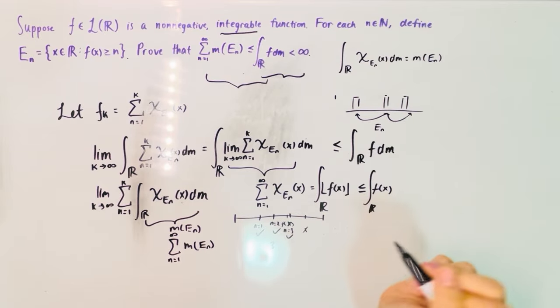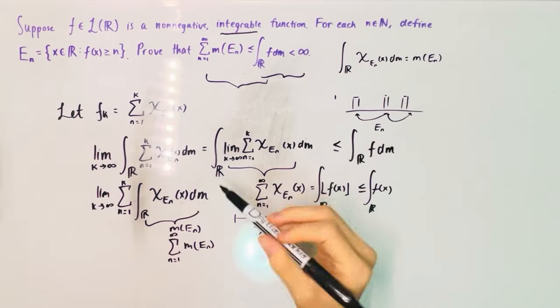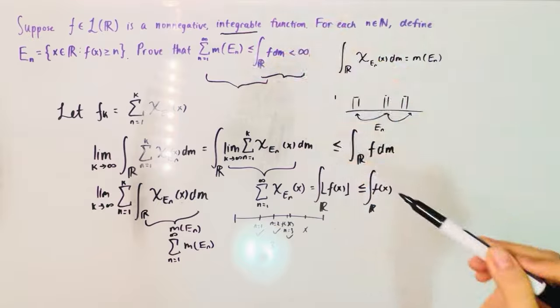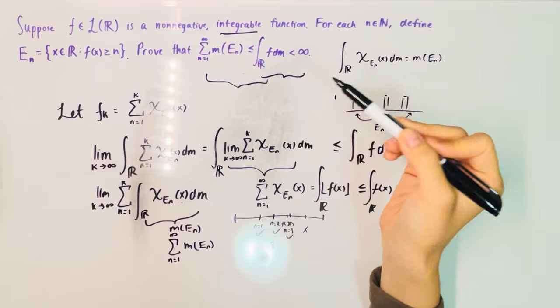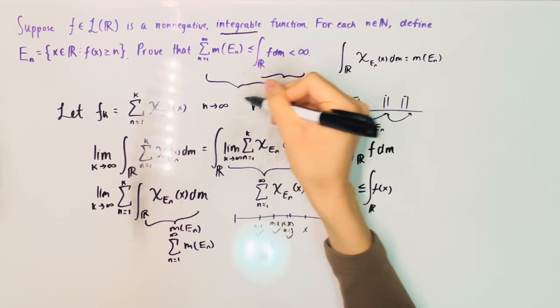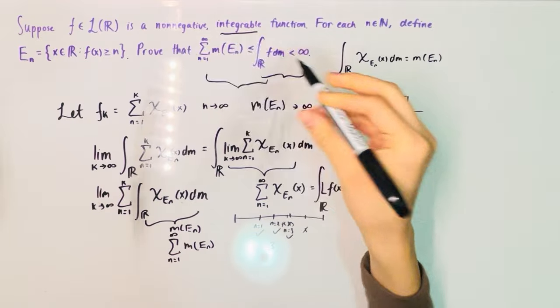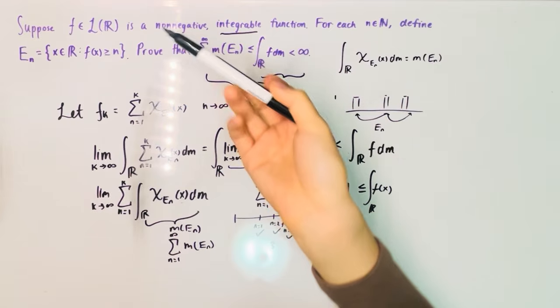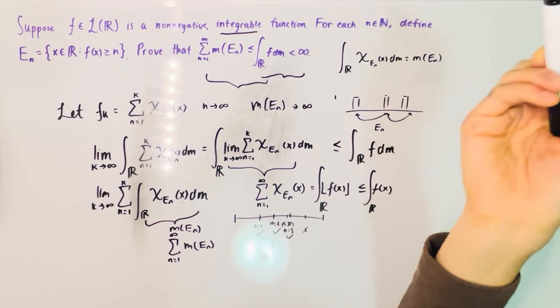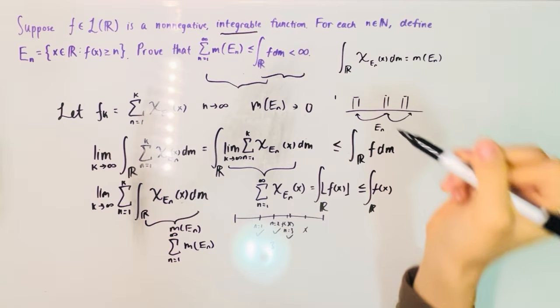And we're done. One thing to notice is that because our infinite sum is finite, by the nth term test, we know that as n goes to infinity, the measure of our E_n's goes to 0. That makes sense because, again, we're increasing the threshold, so the measure of that should get smaller and smaller, and eventually go to 0. And we're done.